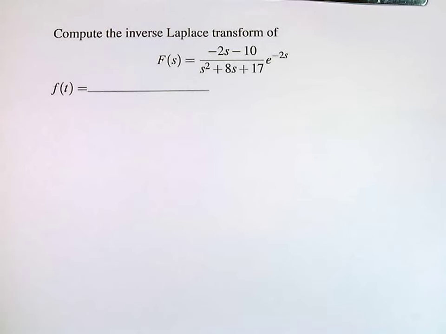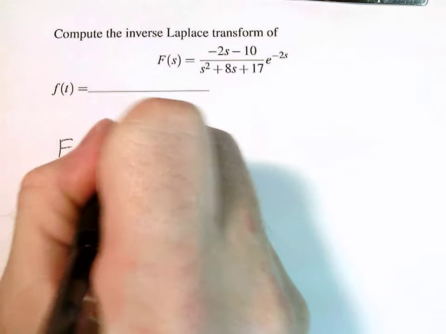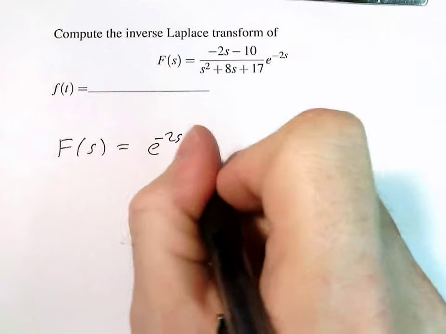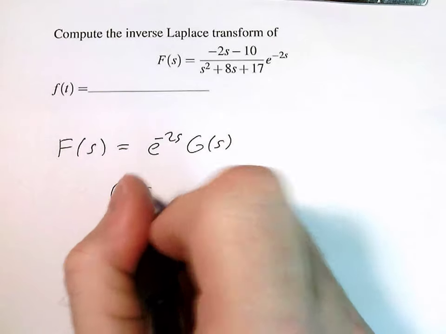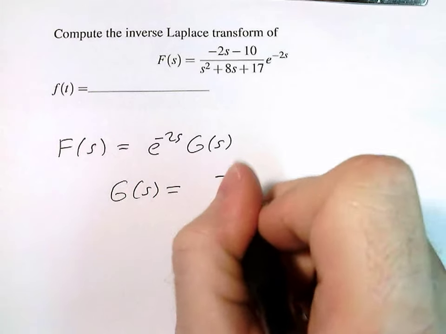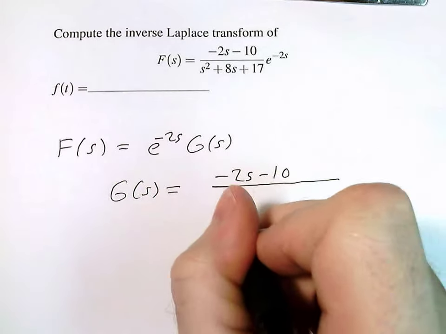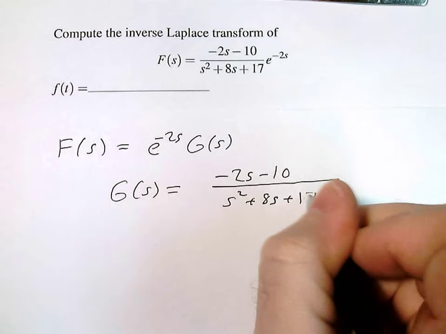Okay, for this problem we're finding the inverse transform of this function capital F of s. And again, what I want to do is write our F of s here as e to the minus 2s times G of s, where G of s is this negative 2s minus 10 over s squared plus 8s plus 17.